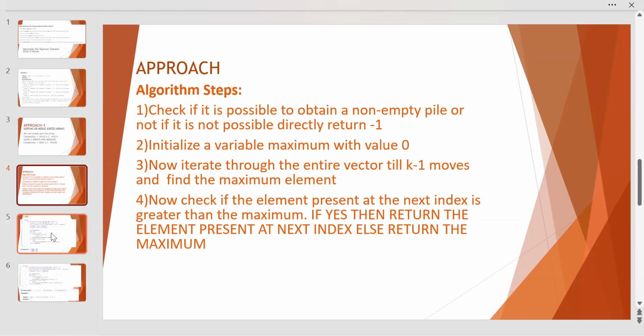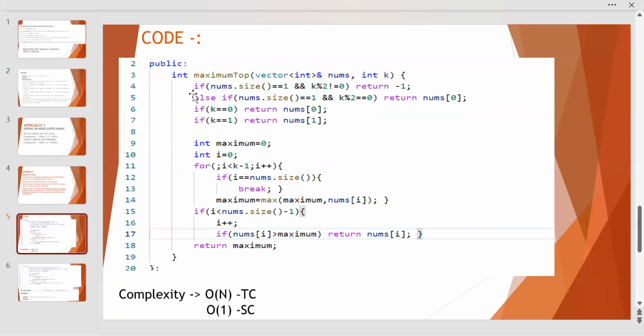Now let us see the code. In line number 4, what we are going to check is whether it is possible to obtain a non-empty pile or not. If nums.size is double equals to 1 and k mod 2 is not equal to 0, then we will directly return -1, because in this case it is not possible to obtain a non-empty pile. We can see this with the help of an example. If nums contains only one element, that is 1, and the number of moves is odd, like 3, then in the first move we will remove, in the second move we will add, and in the third move we will have only the option of removing. In this case we will obtain an empty pile. So we will directly return -1.